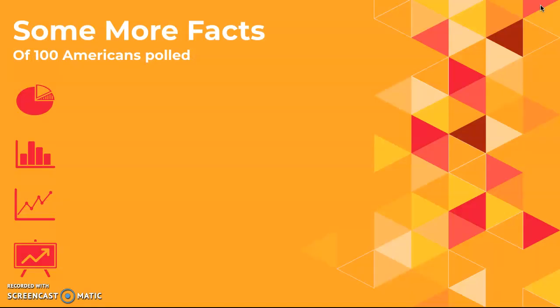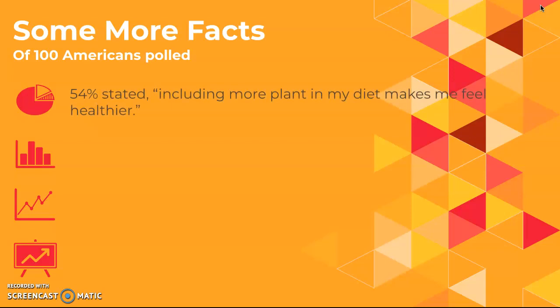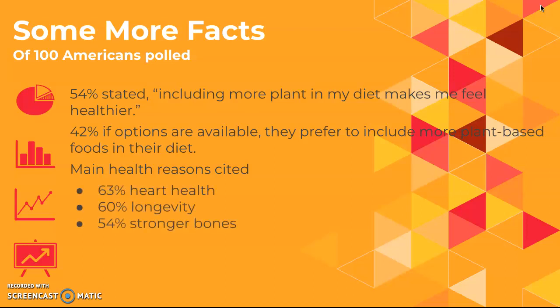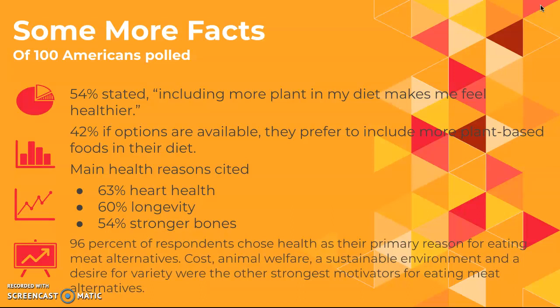Okay, just some more facts. Out of 100 Americans polled, 54% said they would like to include more plant in their diet to be healthier. 42%, if options are available, are going to do that in their diet. And people cited these as the main reasons they want to get healthier: heart health, longevity, stronger bones, and all that comes from plant-based. And also animal welfare, sustainable environments, etc. So there's a lot that goes into why people are getting behind this plant-based meat movement.